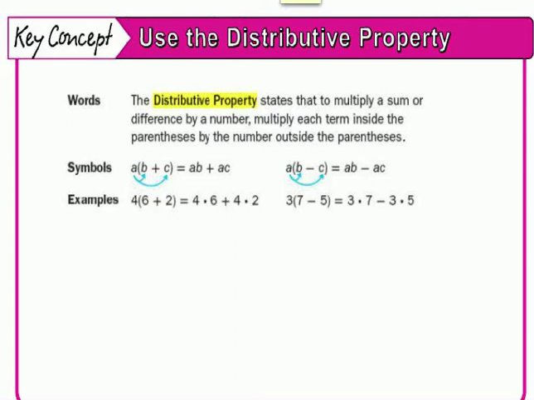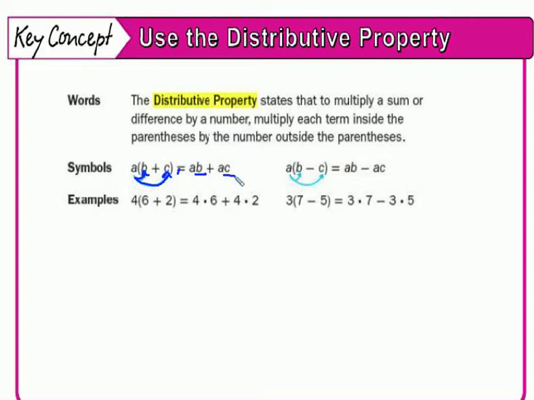The distributive property states that to multiply a sum or difference by a number, you multiply each term inside the parentheses by the number outside the parentheses. Or in other words, if you have a number multiplied by a quantity, so for example here I have A being multiplied by the quantity B plus C. Since I have that quantity being multiplied by a number, I'm going to multiply each one of the terms in the parentheses by A. So I'm going to take A and multiply it by B, and multiply it by C. That is the basis of the distributive property, telling me that that is equal to AB plus AC.